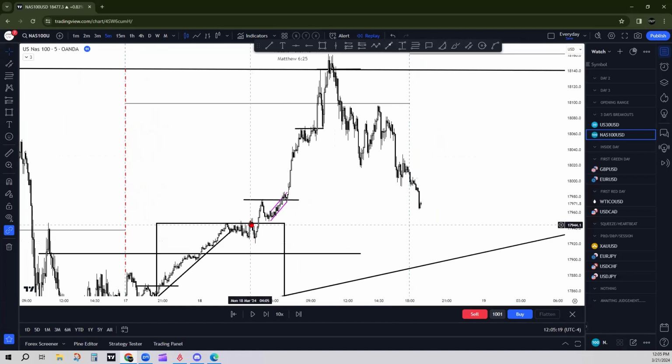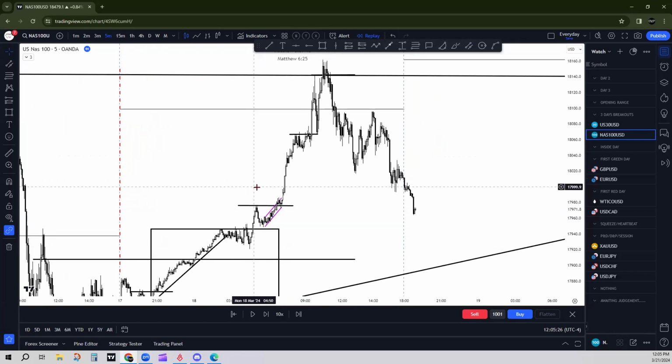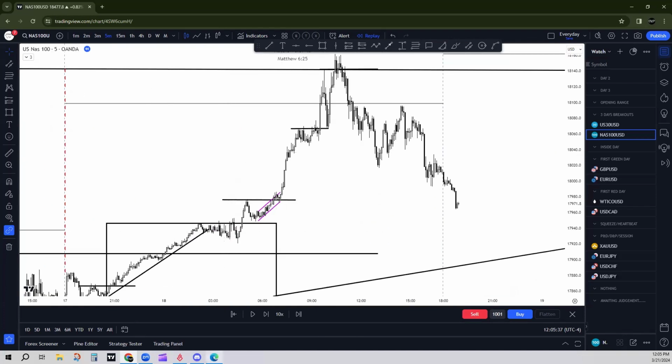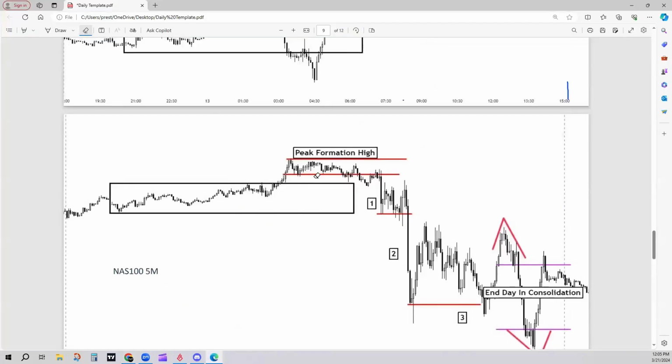Okay, so I've got peak formation low, peak formation high, and then a consolidation in the middle with a parabolic channel coming out of level 1. Oh, that feels pretty good. Yep, exactly. That's what I'm saying. So it's the same stuff over and over again. The weekly templates, it's the same stuff over and over again. The daily templates are the same thing over and over again.